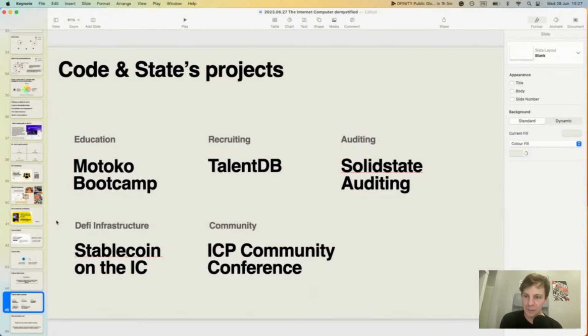Also building a stablecoin. A lot of infrastructure is needed for DeFi, and stablecoin is one of them. And finally, the conference that you've seen before.